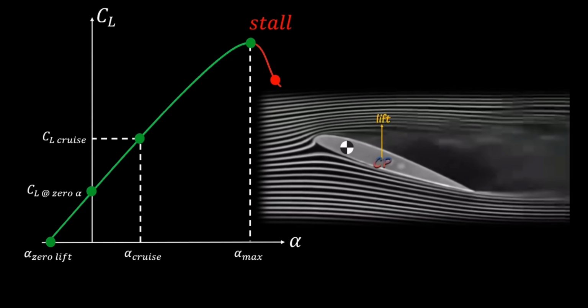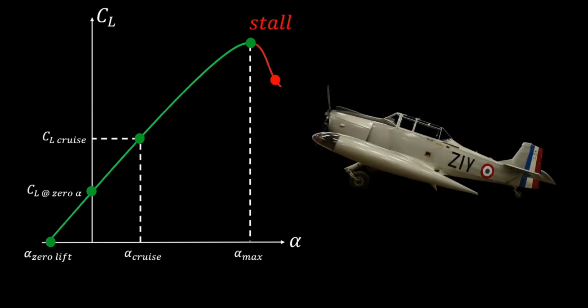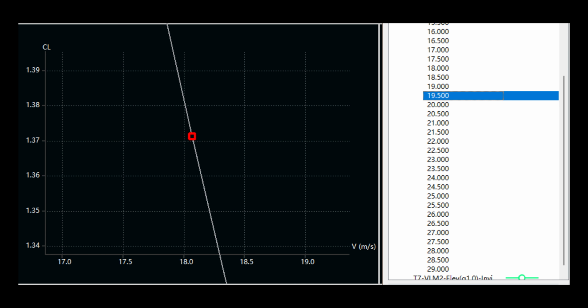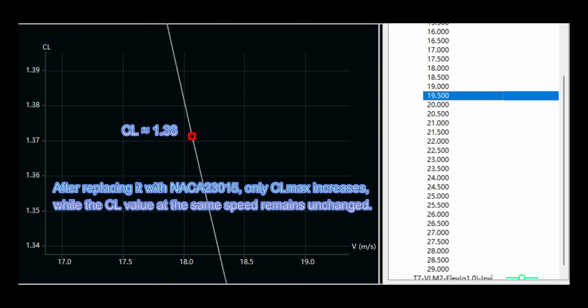It can be seen that when the aircraft climb angle reaches 19.5 degrees, the speed is close to 18 meters per second, and the corresponding CL is 1.38. Therefore, CL max is approximately 1.38.